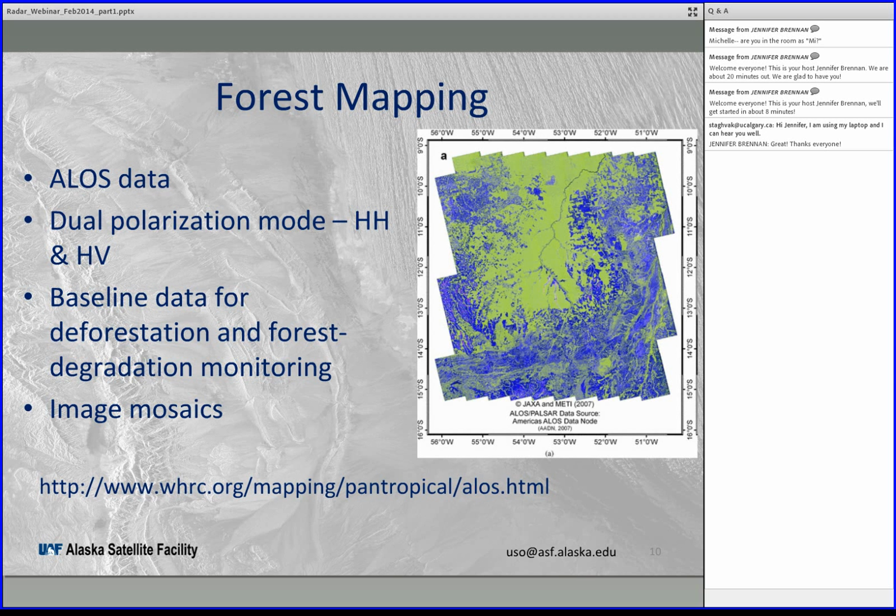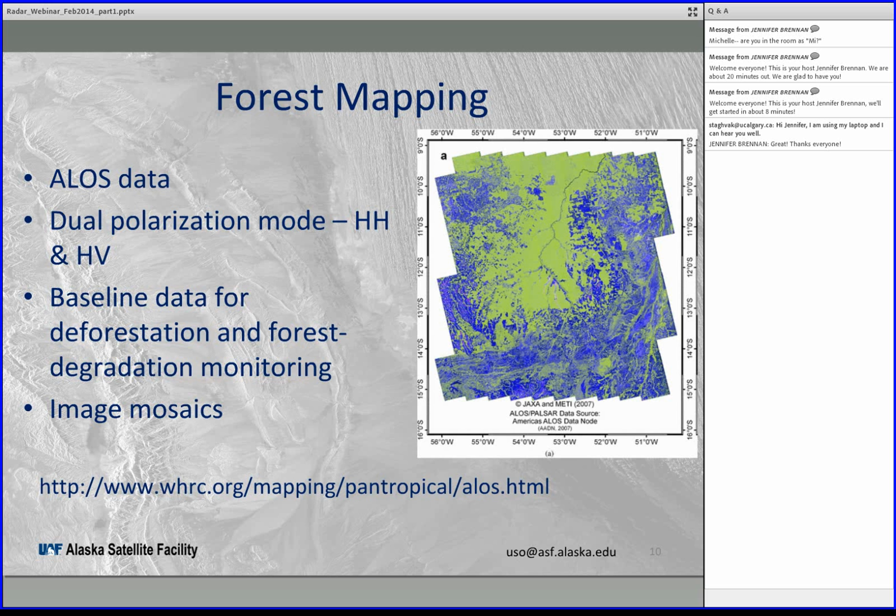The ALOS radar data used was acquired in the dual polarimetric mode. So recalling that the radar signals are polarized, the dual polarimetric mode collected data as HH and HV, which means the signal was transmitted in the horizontal mode and received in both the horizontal and vertical mode. The project used approximately 16,000 image scenes to create image mosaics of pan-tropical forest areas.